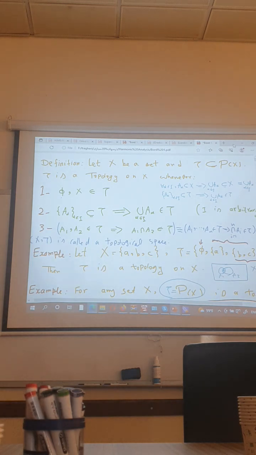Okay, this is the definition of topology. I recall this from the previous session. A subset P of X.